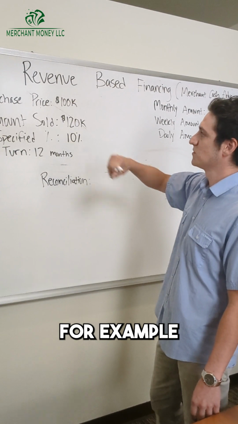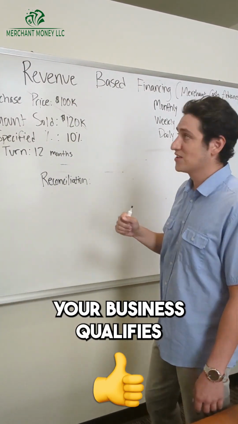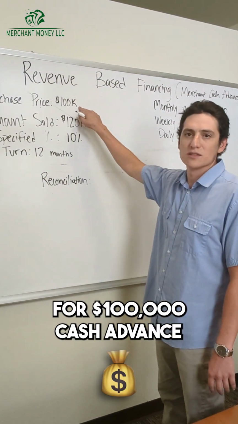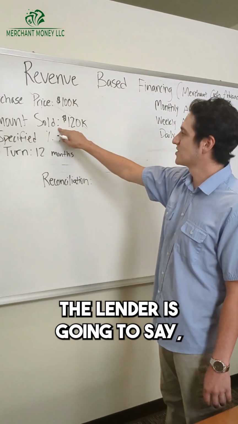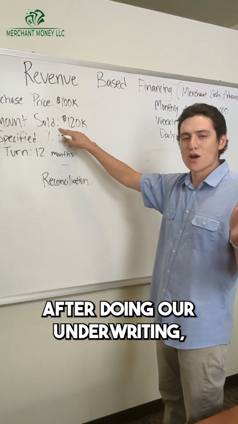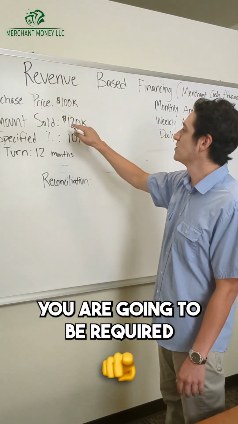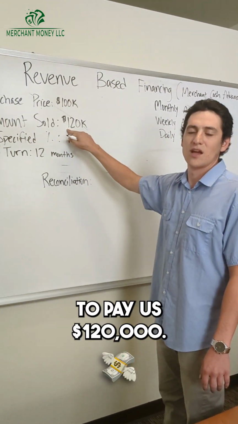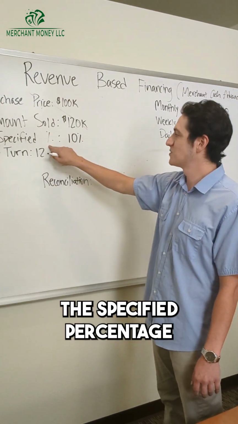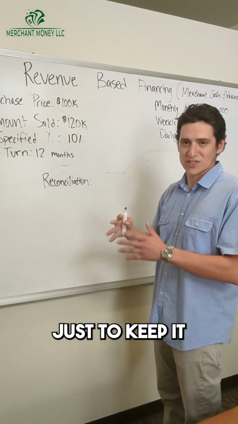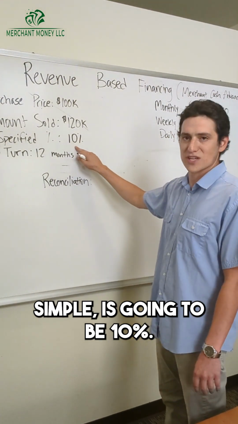So running through an example, let's say your business qualifies for $100,000 cash advance. Okay, that's going to be the purchase price. The lender is going to say, all right, after doing our underwriting, we determined that you are going to be required to pay us $120,000. That's going to be the amount sold. The specified percentage in this example, just to keep it simple, is going to be 10%.